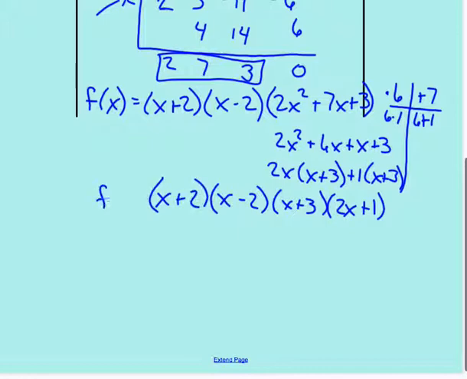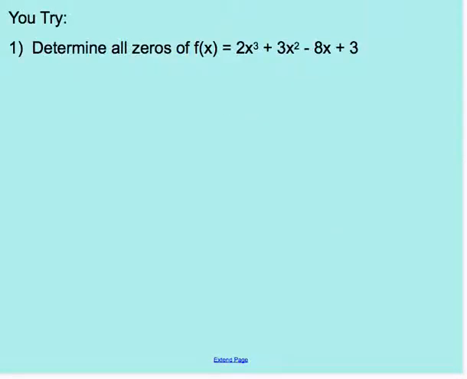And finally, using the zero product property to list all of the zeros of the function, we would get a negative 2, positive 2, negative 3, and a negative 1/2, setting each term equal to 0 and solving. Here's your you try question. Determine all of the zeros of this function. Try listing the possible zeros, and then synthetic division, you're just going to have to guess and check and see what comes up.